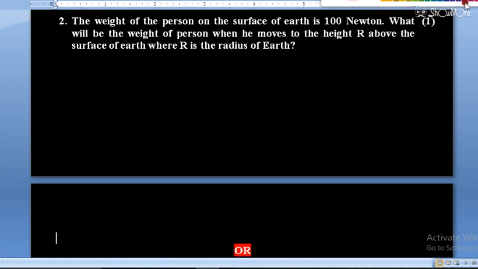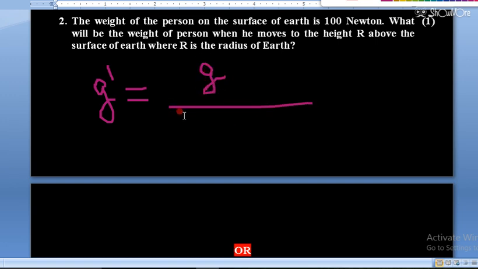So the formula for that will be, I hope if you remember the formulas, then you can easily attempt the questions. But if you do not remember the formulas, then you will obviously face problems. So g dash is the acceleration due to gravity at height h. So g dash is equal to g, if you remember this one, g by 1 plus h by r.